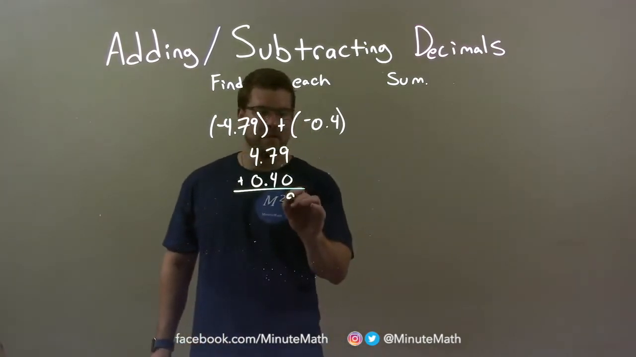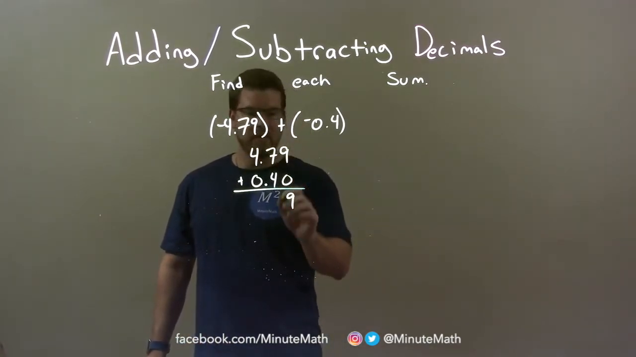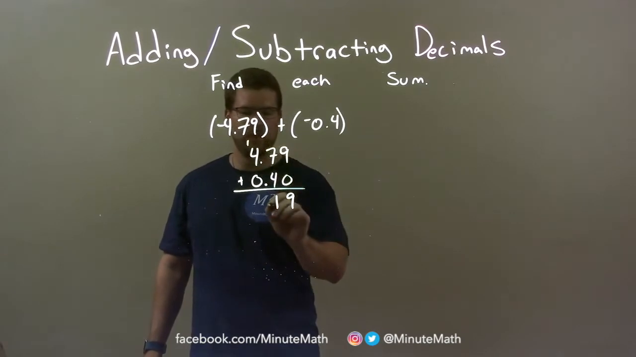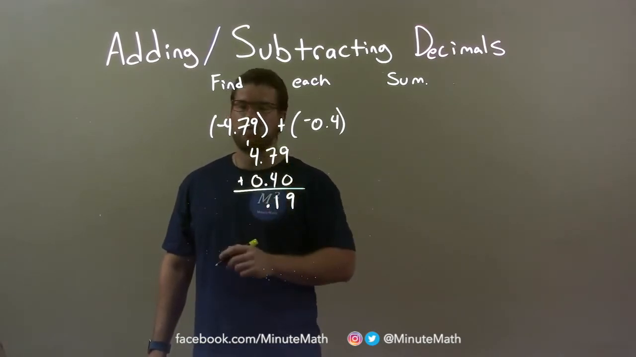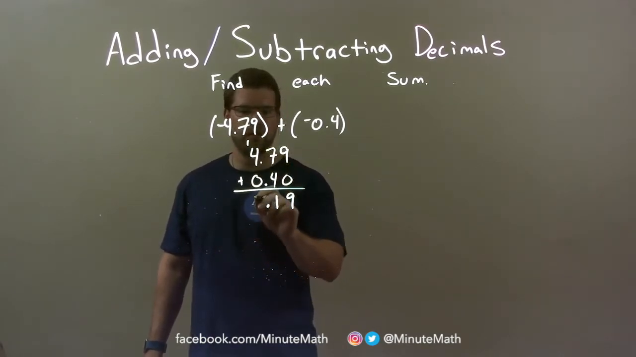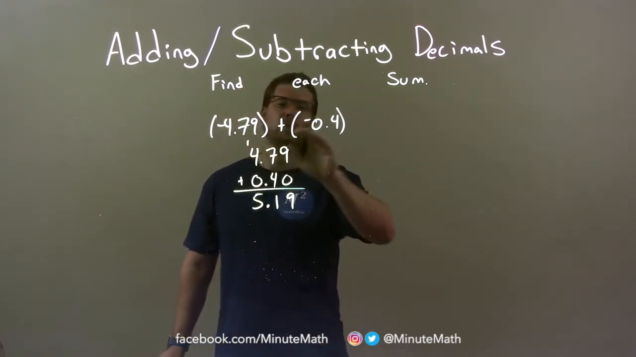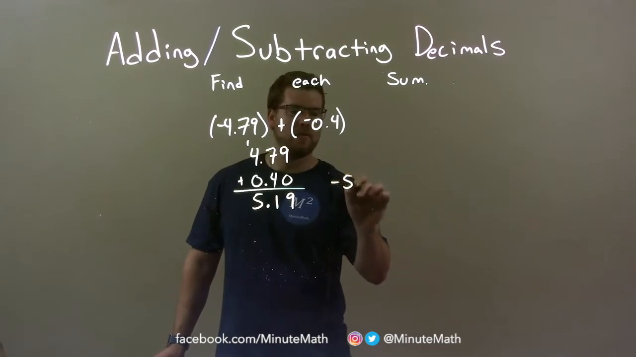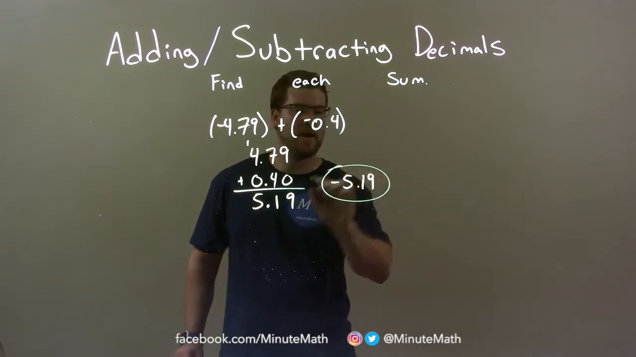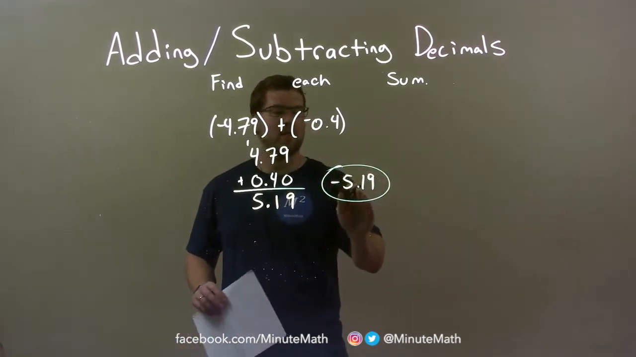9 plus 0 is 9. 7 plus 4 is 11. We carry the 1. Make sure the decimal place goes there. 1 plus 4 is 5. Plus 0 is 5 still. And so we have 5.19. But, again, both are negative. So we have negative 5.19 right there. And there we have our final answer: negative 5.19.